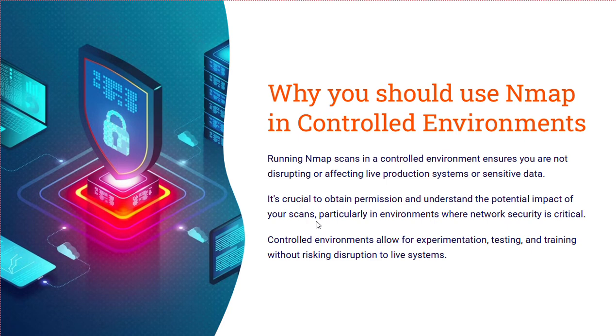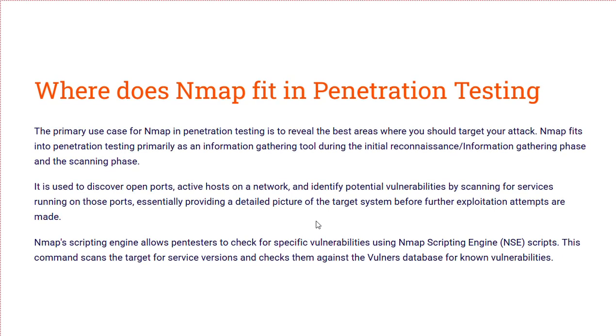I explained how Nmap fits into pen testing: it fits into the information gathering and the scanning phase. It is used to discover open ports and active hosts on your network, and to identify potential vulnerabilities. As a pen tester, you can use Nmap for the first two phases of your pen testing process. It might not be enough, so you have to use it together with other tools, but it fits perfectly in those two phases.